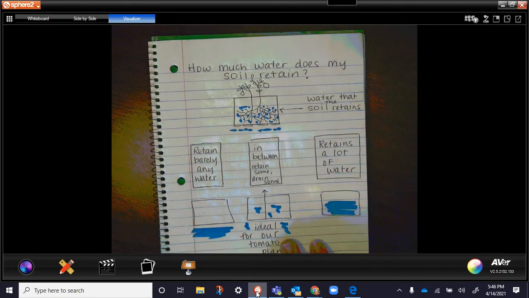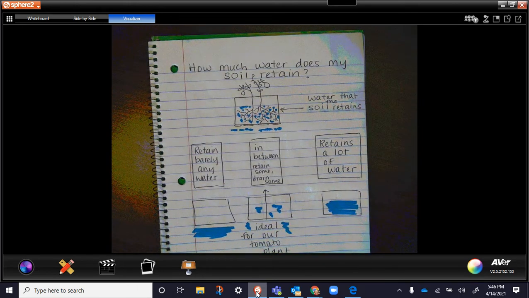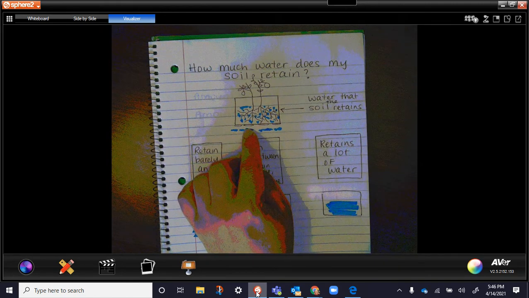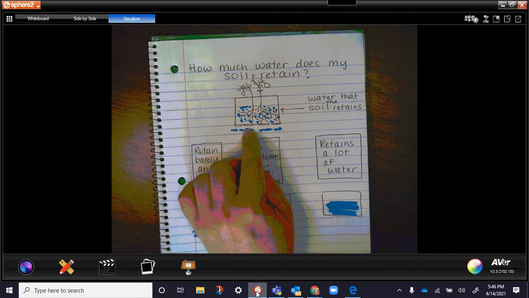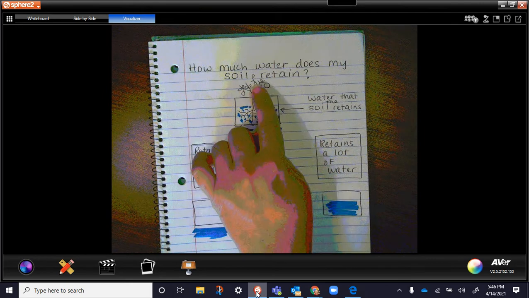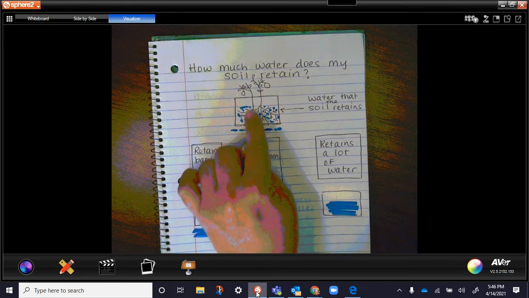We were talking about why this is important. Why do we study this? The reason is that when you are planting, you need to know about soil and water retention because it has a lot to do with how your plants are going to grow. So if we have this plant here, this is my lovely drawing of a tomato.